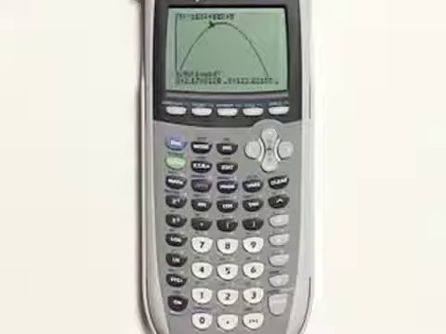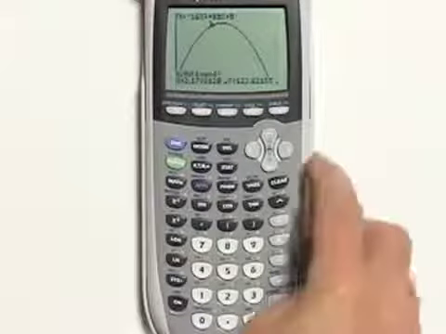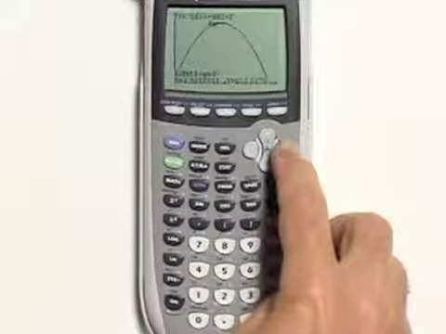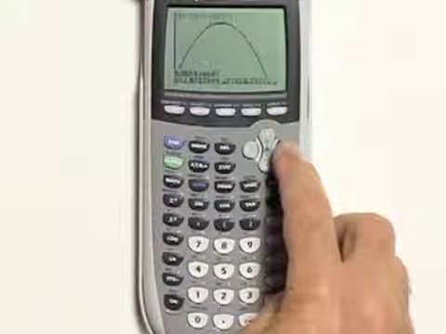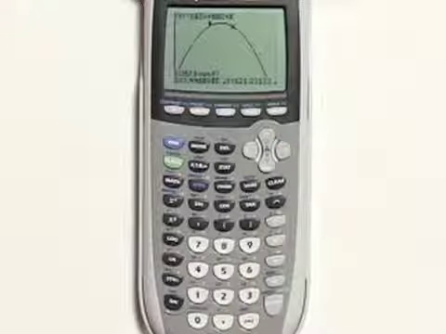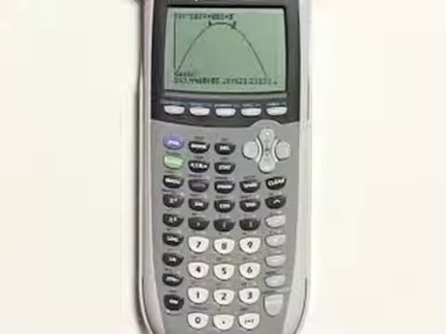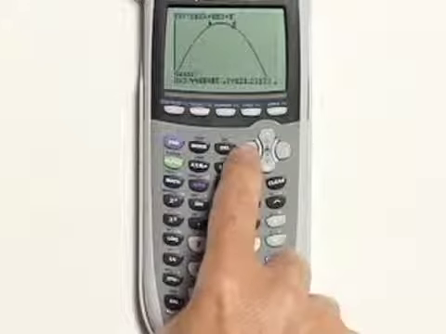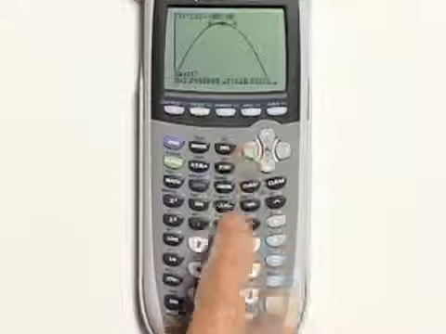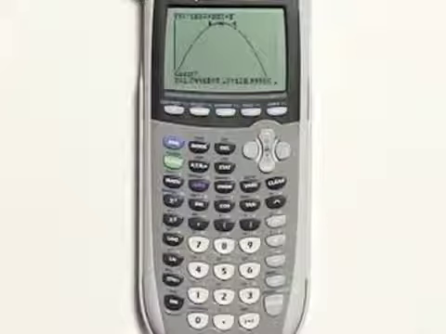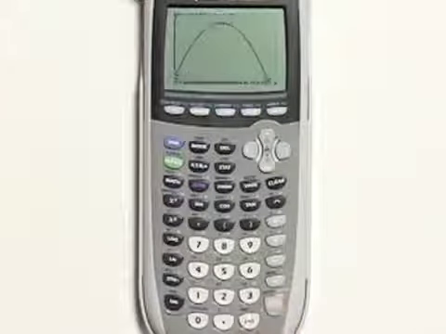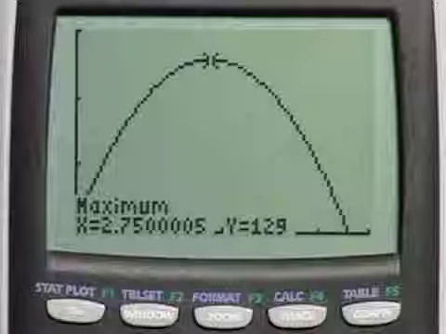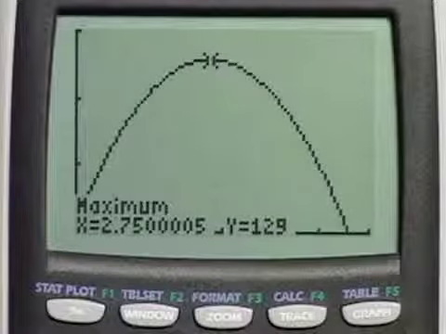It's asking us now for a right bound. And of course, the right bound needs to be to the right of the maximum, so let's press the right arrow key a few times, or just press and hold it down. And now it's far enough over that I press Enter. It wants us to guess what the maximum is just by sight. So let's move closer by pressing the left arrow key to approximately where the maximum height occurs. Press the Enter key, and it will do the calculation.